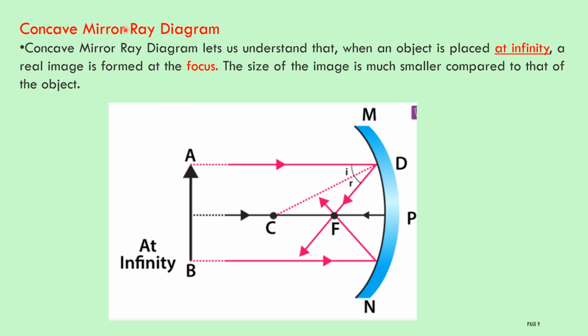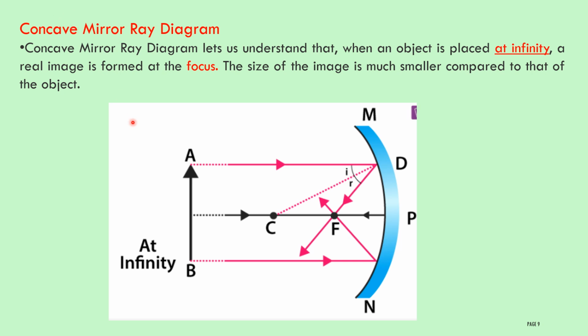Concave mirror ray diagram. What is the use of a ray diagram? A ray diagram indicates the position of the object, the position of the image, and the nature of the image. All this information is given by a ray diagram. Therefore, a ray diagram is very useful when you are studying image formation, whether for a concave or convex mirror. It is also very useful in the case of lenses.